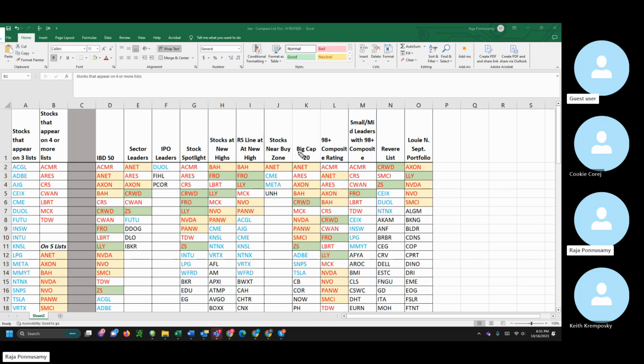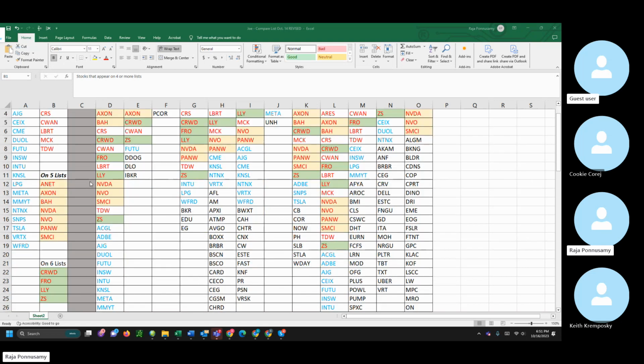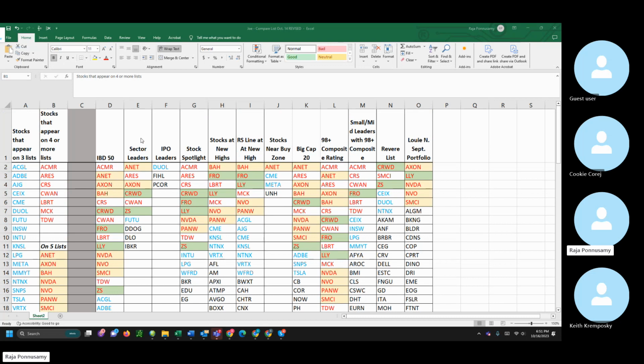Then what I did was I sorted them in groups. The stocks that appear on 4 lists are on the top, and the stocks that appear on 3 lists are below that. They're in alphabetical order. If they appear on more than 4, I highlight those with different colors. This kind of helps me decide. Obviously, the ones that are on more lists have a better chance of becoming good leaders.